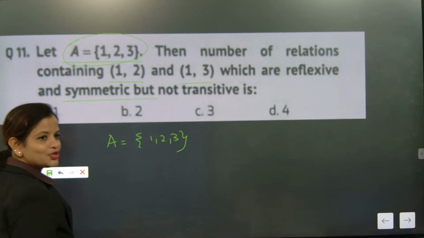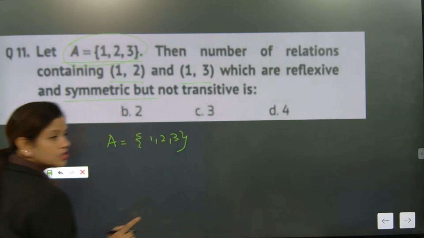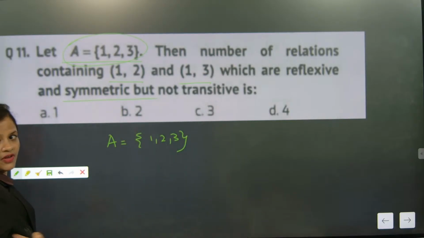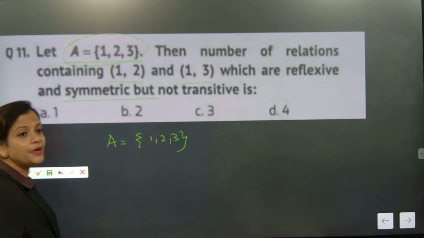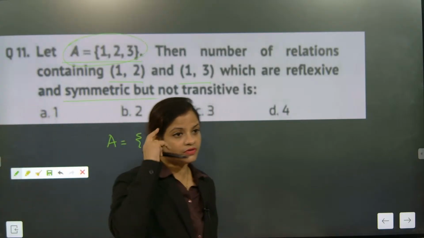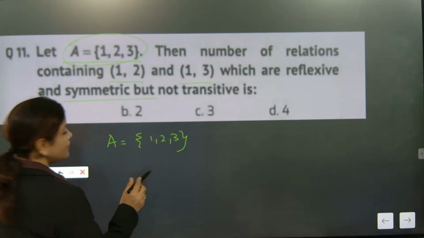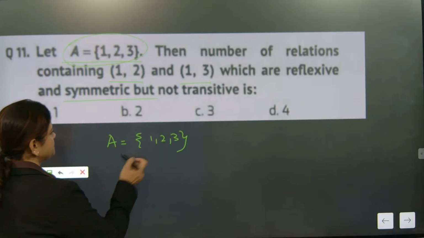Okay. Right now we have solved one question, the equivalence relation. But the problem now is it should be reflexive, it should be symmetric, but it should not be transitive. This has to be remembered. It should not be transitive. So shall we go for that type of question?